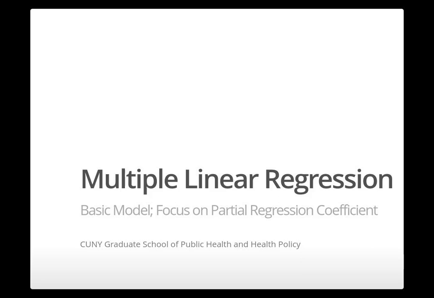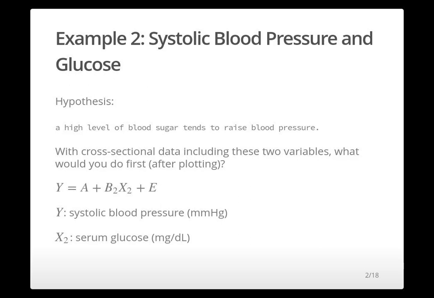This video is part 2 of the lecture on the basic model of multiple linear regression. Let's look at another example, which shows that multiple linear regression can be used to better understand relationships among variables. In the previous session, we investigated a hypothesis on age variation in systolic blood pressure.